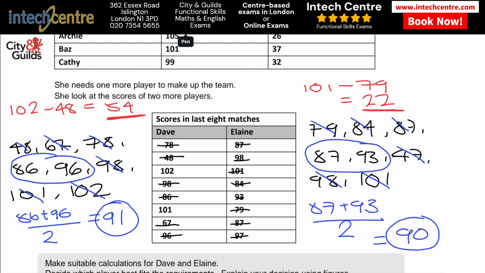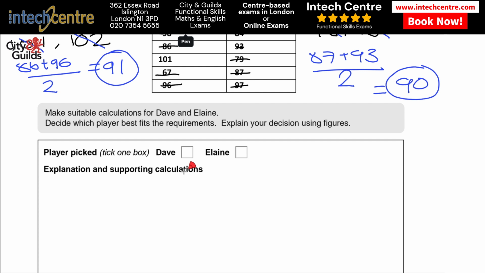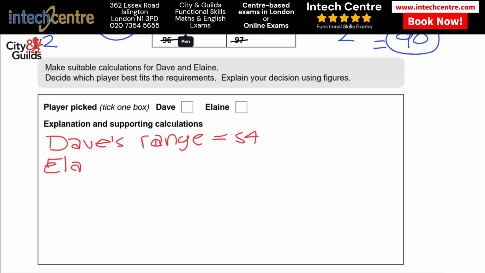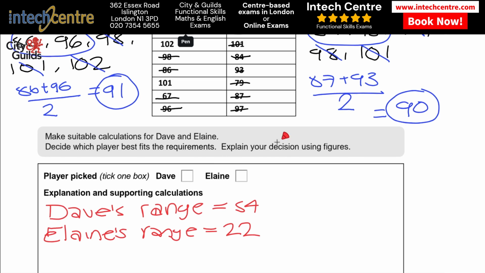So down here in our actual box, what we would put in, so Dave range, I'm so sorry, the stylus is a little bit dodgy at times, range equals 54, and then we have Elaine's range equals 22. Now with their median scores taken into consideration as well, we need to make a suitable calculation for who she should choose.